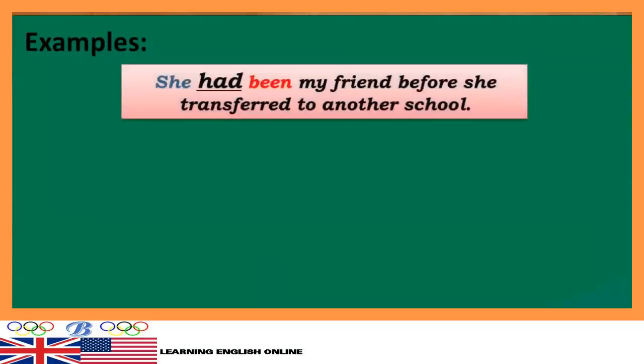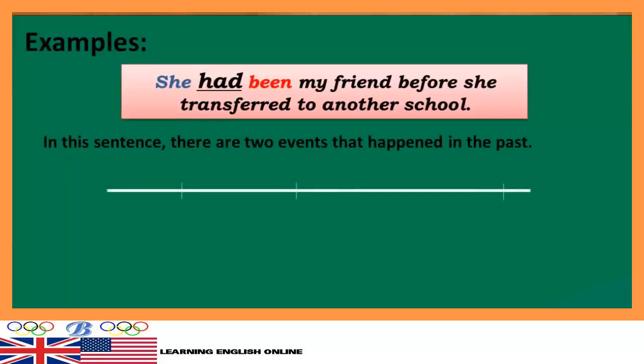Examples: She had been my friend before she transferred to another school. In this sentence, there are two events that happened in the past. Let's try to break them down. This will be the present, or the moment of speaking, and the two past events. The first past event is, she was my friend. The second one, she transferred to another school.